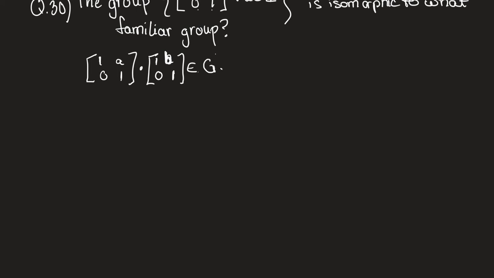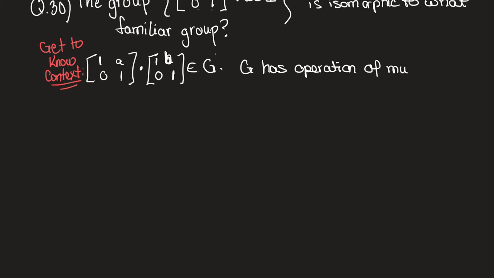Okay, so what have I done so far? Well, I've just been getting to know the problem. Get to know the context. And so first of all, I'm just trying to understand my group. So G is a group under multiplication. So G has the operation of multiplication.